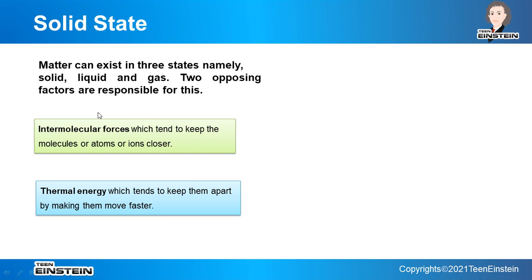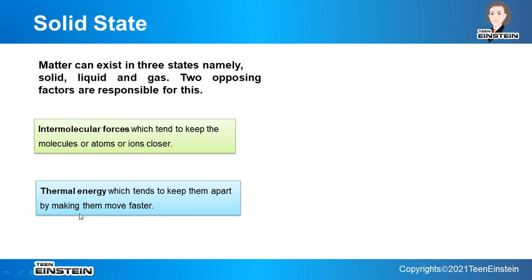Of these 2 opposing forces, one is intermolecular forces. Intermolecular forces help to keep the molecules or atoms or ions bound to each other. So they help to keep the molecules, atoms or ions closer to each other. Fine. And there is another opposing force, where the effect will be opposite, which is thermal energy.